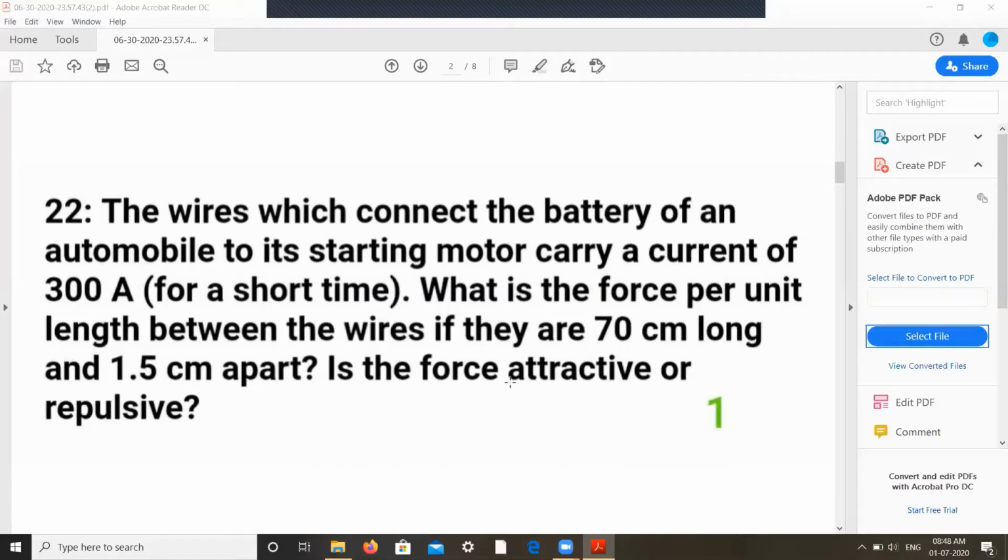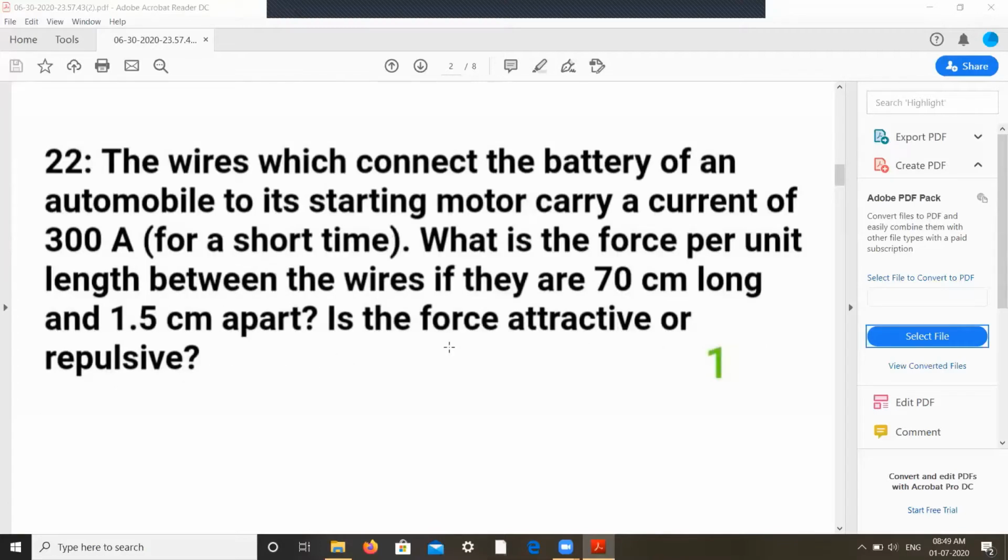Now there are two questions. First, find the force. Second, is the force attractive or repulsive? So first we have to find the magnitude of force, and then we have to find whether it is attractive or repulsive. I think it's a 2-minute time for you to write the data in your notebook.